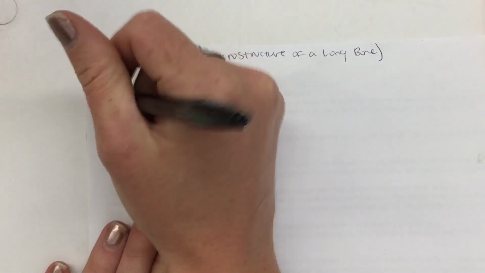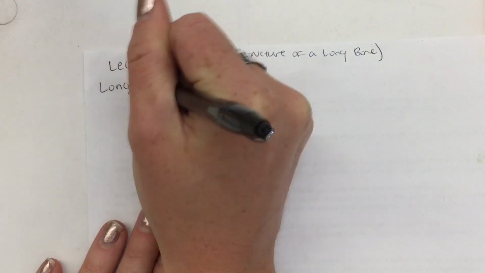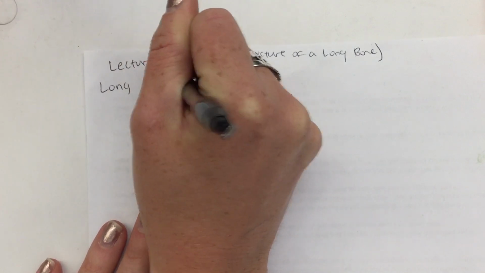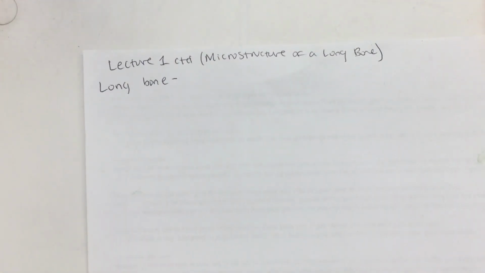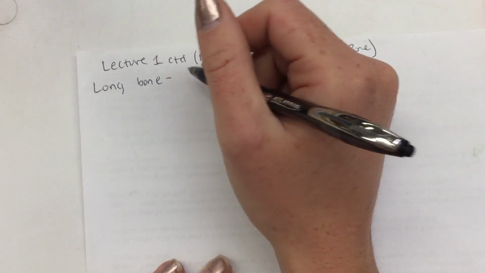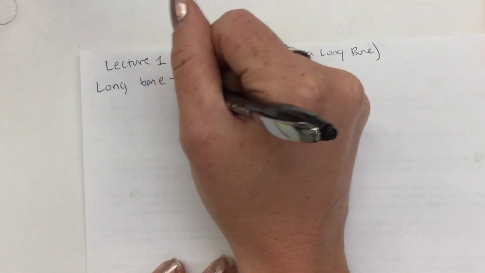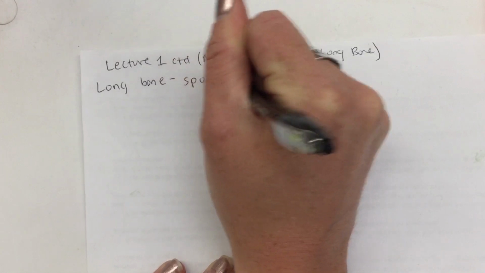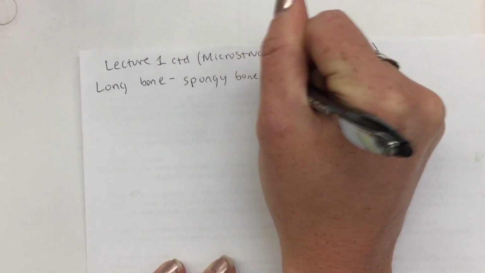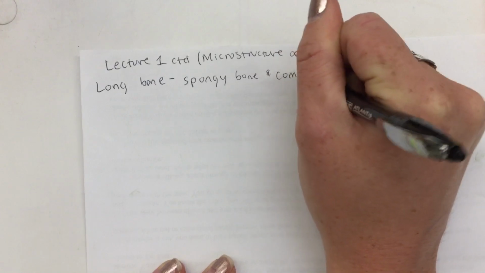So as we look at the long bone, we're going to start off by writing what types of bone we have in a long bone. There are two types. In the diaphysis, we have what type of bone? Compact bone. And in the epiphyses, we have what type? Spongy. Good. So we have spongy bone and compact bone.